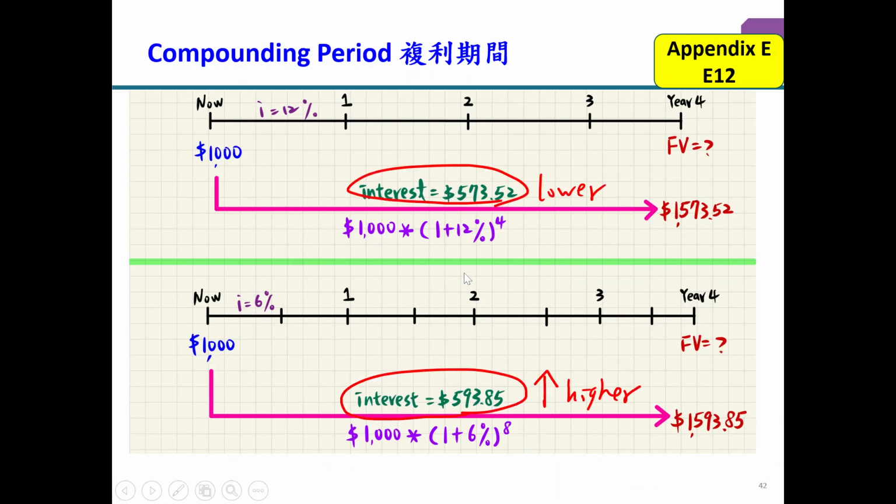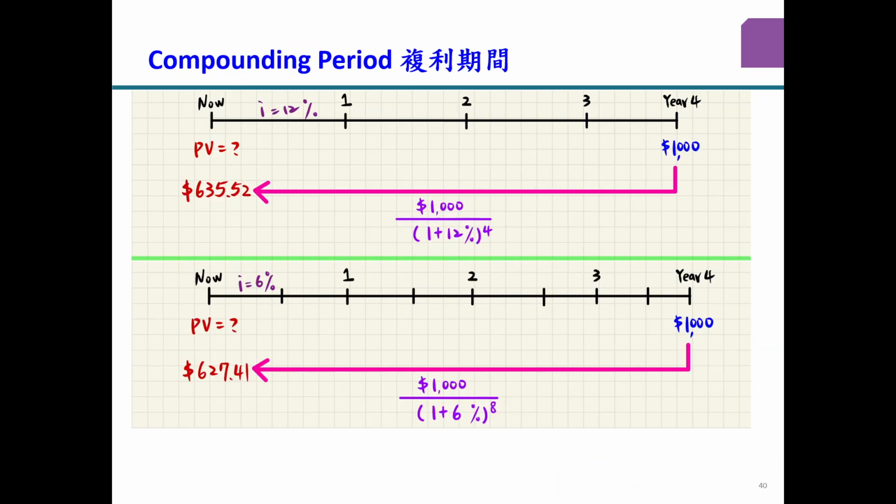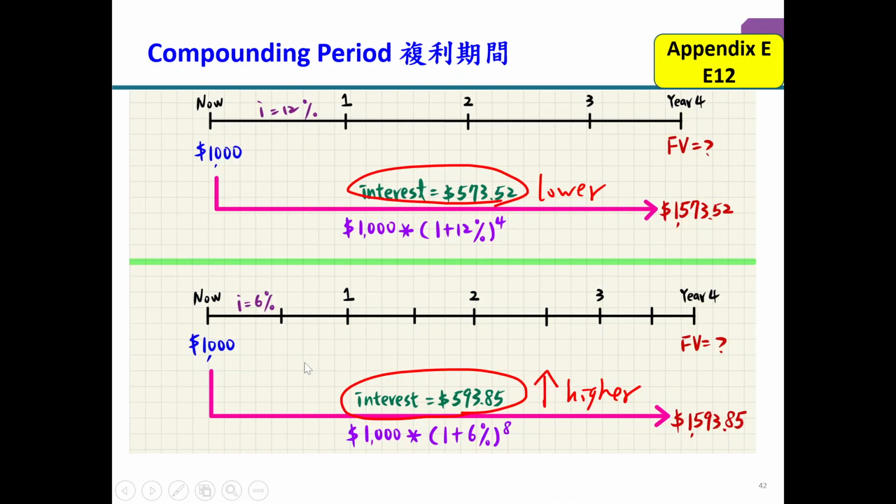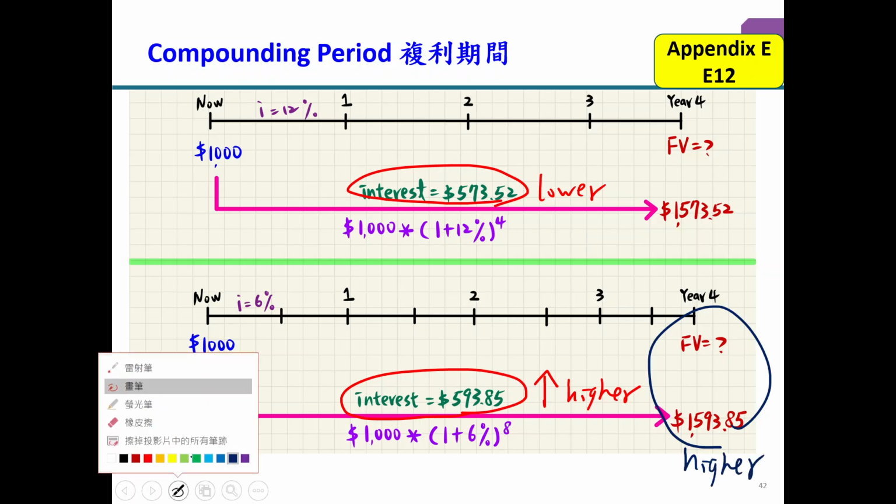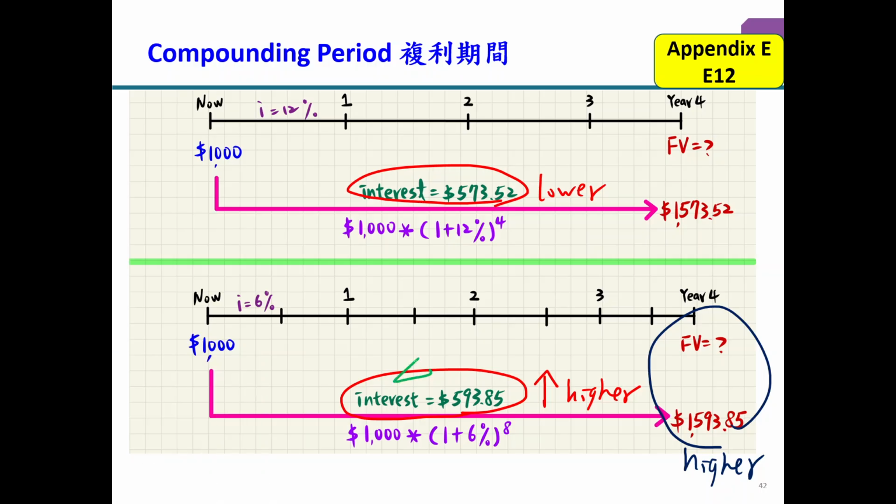Okay. So did you find out here? You will find out on here. Your present value will be lower, or your future value will be higher. The key difference is, the major reason is from your interest. You have more interest.